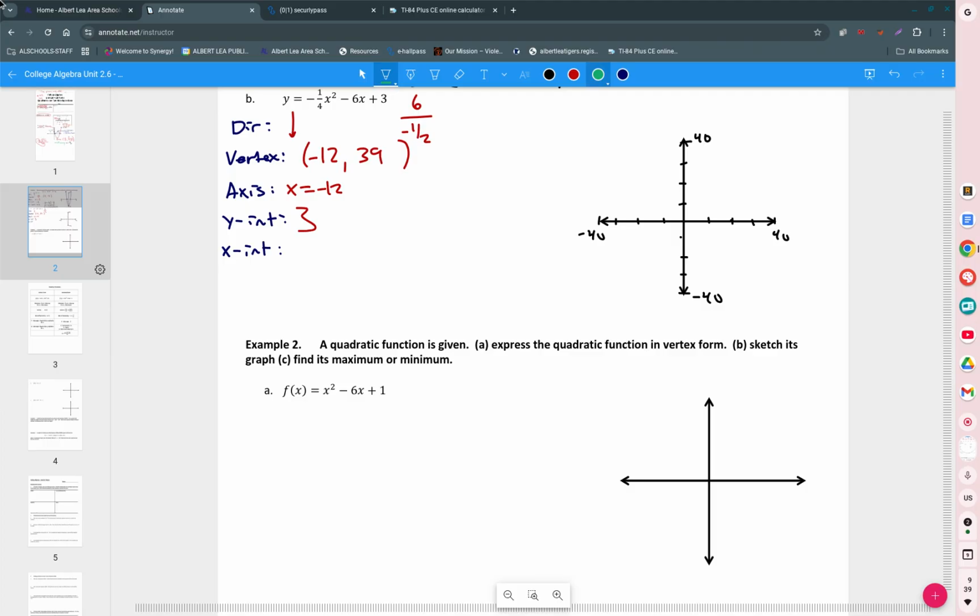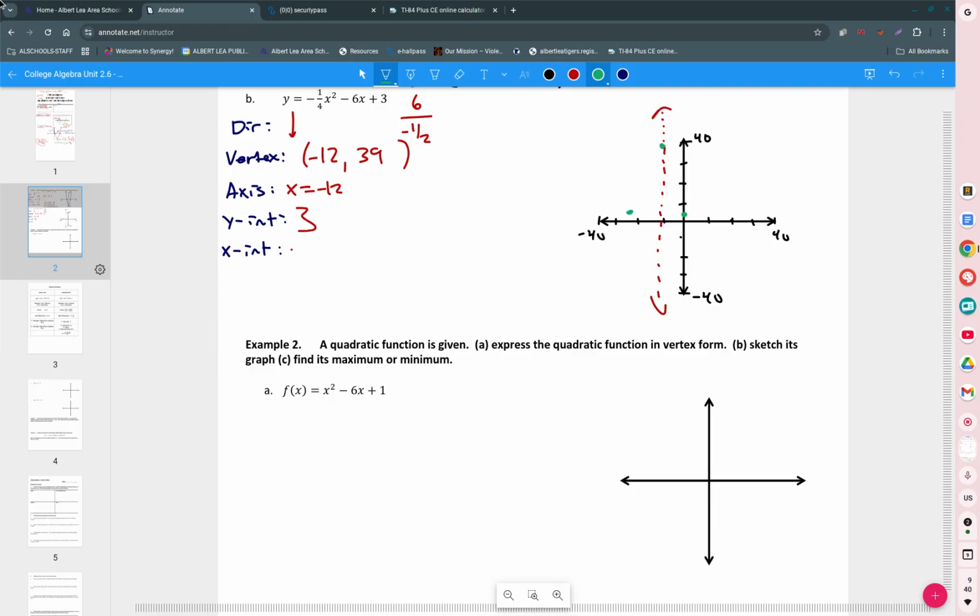I'm going to plot negative 12, positive 39. That goes right there. And the axis of symmetry looks like that. And the y-intercept is at positive 3, so it's going to go through a spot like right there, which means I would have one reflected over on the other side that would go like right there.